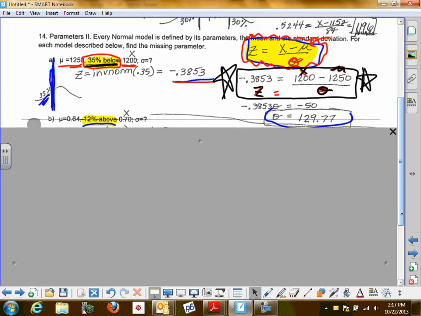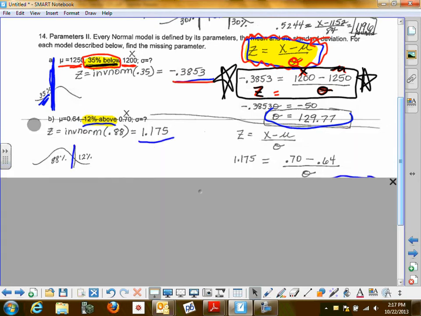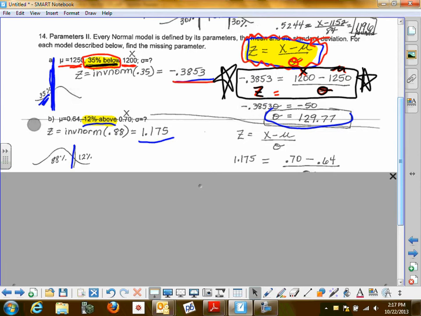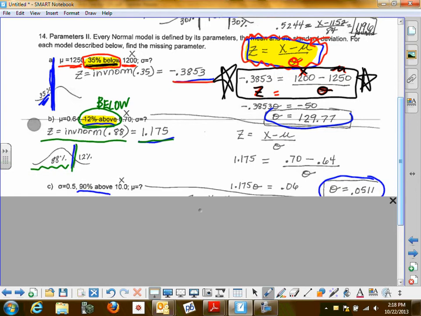All right. Now, let's take a look at letter B. Because letter B says 12% above. But when we get our z-score, it always has to be in reference to what? Yeah, what's below. So therefore, I have to invert it and think, oh, well, that's 88% below. So I then find my z-score by inverse norm of 88% below. I get that value. So I have the z-score, and I'm now going to put it into the equation.